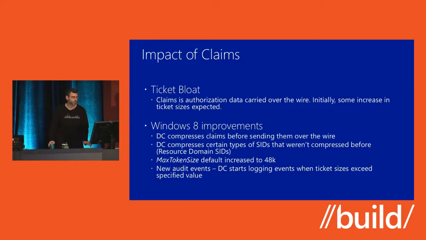Also, there have been some buffers in the system that have been part of a problem, and we've increased those buffers, particularly for some RPC scenarios, to allow for tickets to be bigger. And then we've added audit events that allow you to set a warning level that says, if the ticket starts getting this big, I want to know about it. So you don't have to have a failure before you can start working on the problem. Okay.